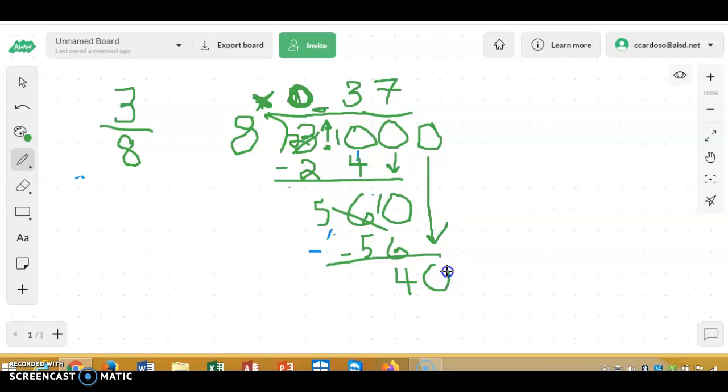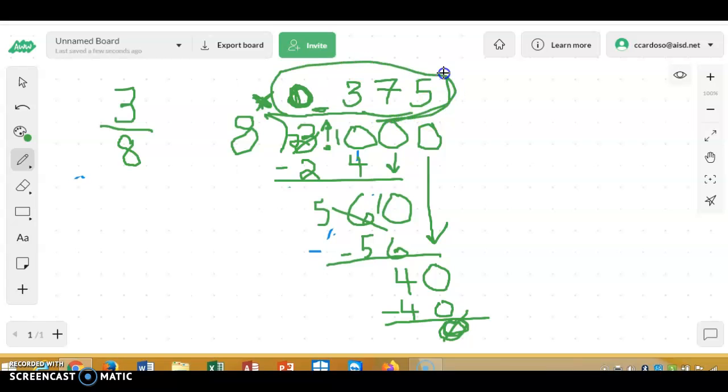Now, 8 can go into 40. How many times? Think your 8s. Awesome. 5. 8 times 5 is 40. Subtract. And look at that. That's supposed to be a 0. There it is. No remainder. I don't need to add another 0 to bring it down because I don't have anything left. It's all perfect. And then look at this. This is so awesome.